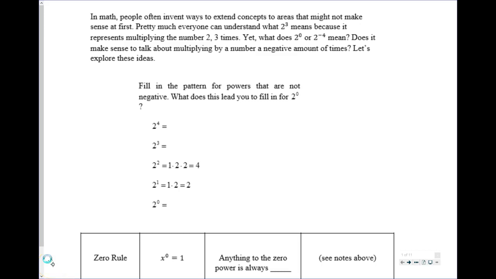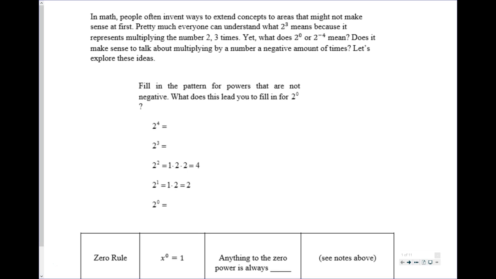All right, I know you guys are so sick of exponents by now. I totally get it, and we've got one more learning target in this unit, and that is dealing with exponents that are negative and an exponent of 0. So these are kind of weird concepts, so I'm going to show you a way to think about them. In math, people often invent ways to extend concepts to areas that might not make sense at first.